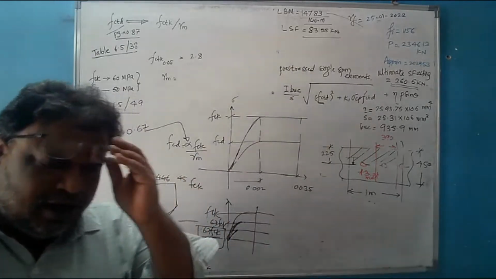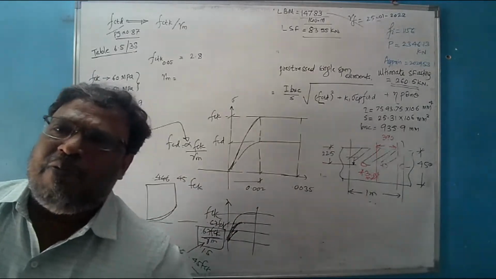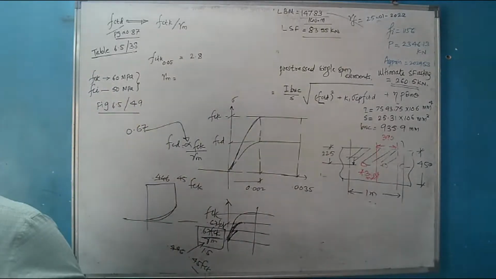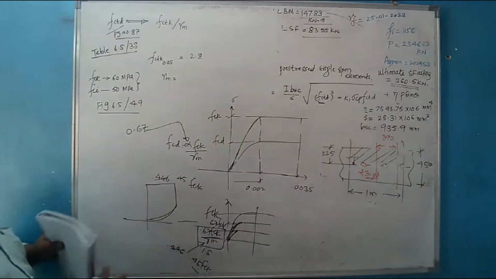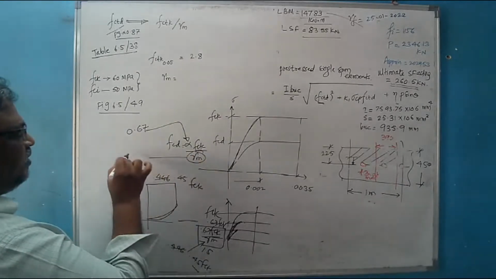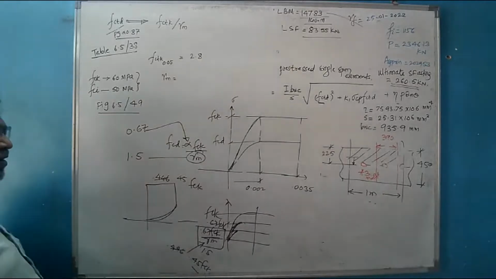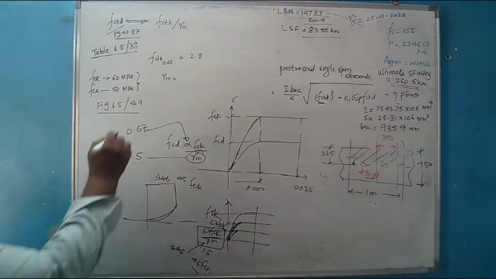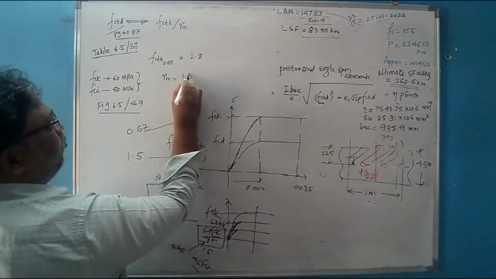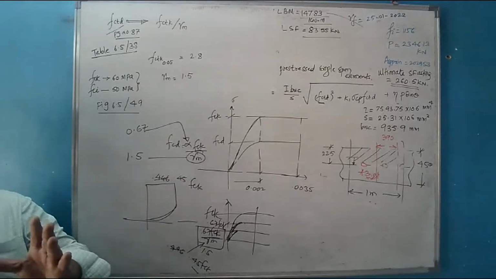As I have told you earlier, there are so many different combinations possible, but we are solving the problem for the very basic combination when the dead, live and only the impact effect is considered. So here for the basic combination, the value of gamma M is to be considered as 1.5. For seismic also it is 1.5, but for accidental it is 1.2. So it means that the value of gamma M is to be considered as equal to 1.5. This is from figure 6.5 on page number 49.